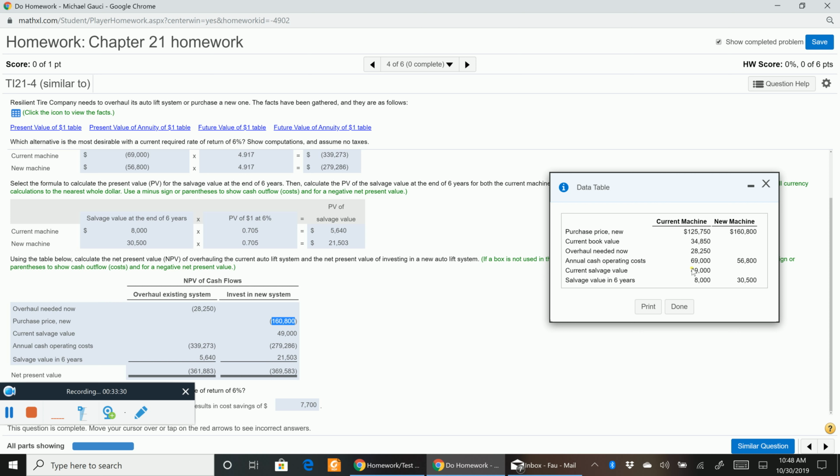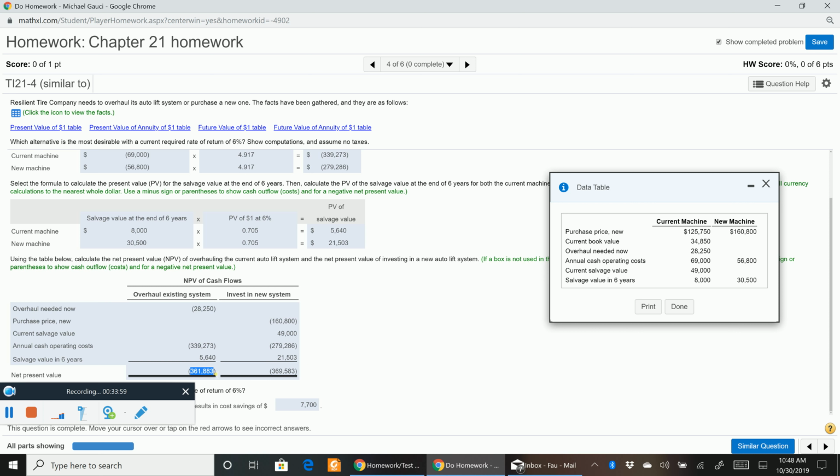If we do so, we'd be able to get $49,000 salvage value for the old machine today. Once again, if we bought the new machine, we can sell the old machine today. And we said earlier the operating costs, present value for the new machine, negative $279,286. And the present value of the salvage at the end of 6 years is $21,503 positive. So the present value is negative $369.